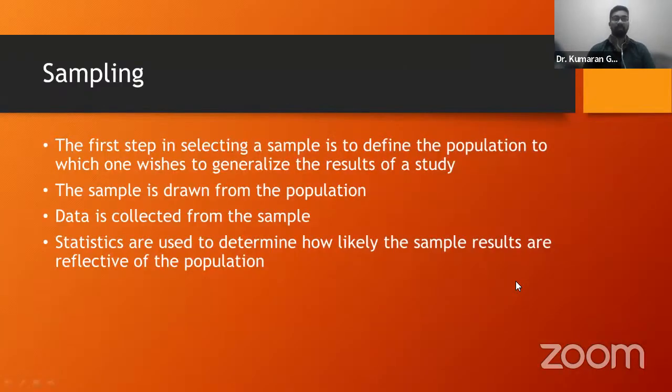Okay, so when it comes to sampling, I hope you all can see and hear me again. As I told you, the first step is sampling to define the population, because we want to generalize the results of the study. The sample is drawn from the population, as I already told you, and the data is collected from the sample, and the sample results reflect the population. We can identify which one is the population by looking at the sampling.